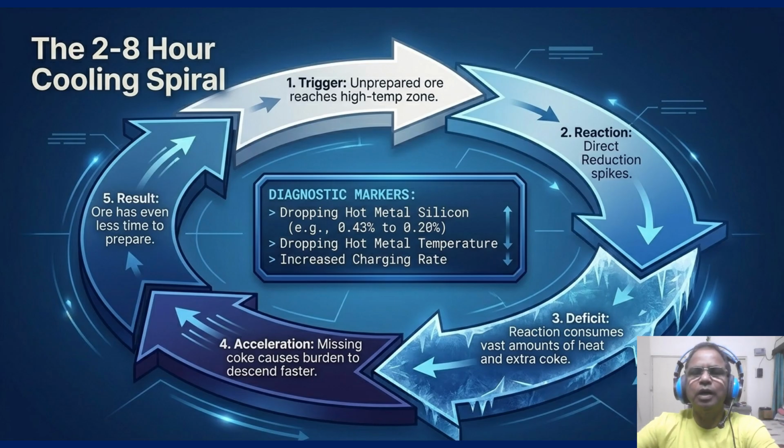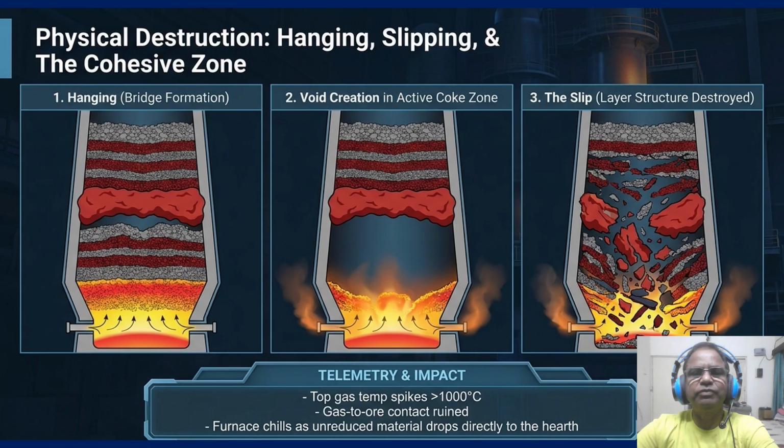So coming to our next slide, which discusses hanging and slipping and the cohesive zone. When thermodynamics fails, the physical structure collapses. Look at the three cross sections of the furnace. In panel 1, hanging: a breeze forms in the cohesive zone, represented by that thick red mass blocking the burden. In panel 2, the gas continues to burn a void underneath that breeze.